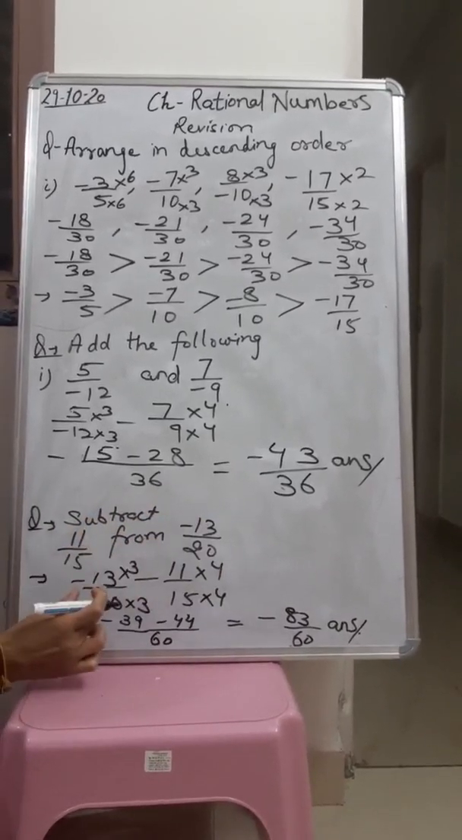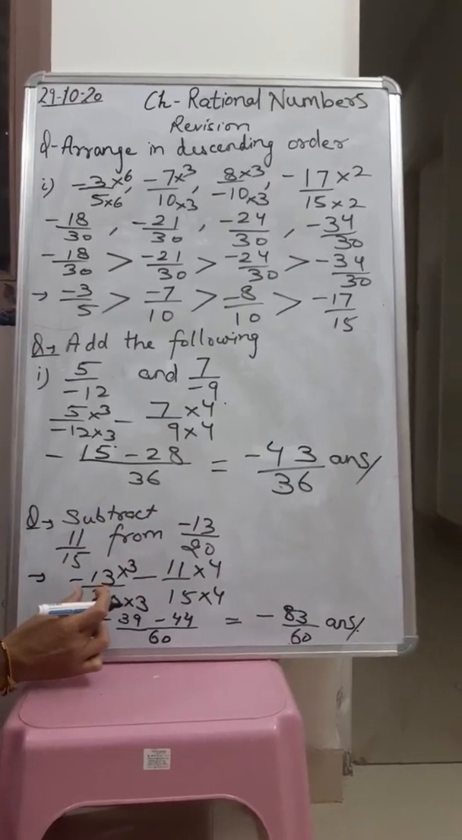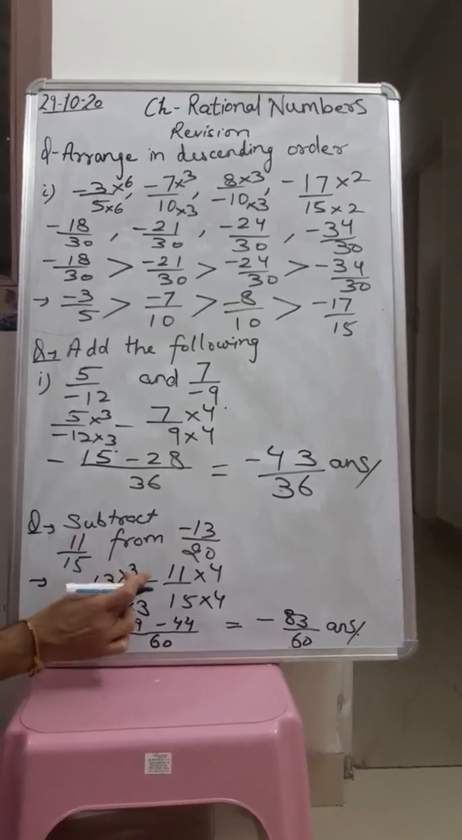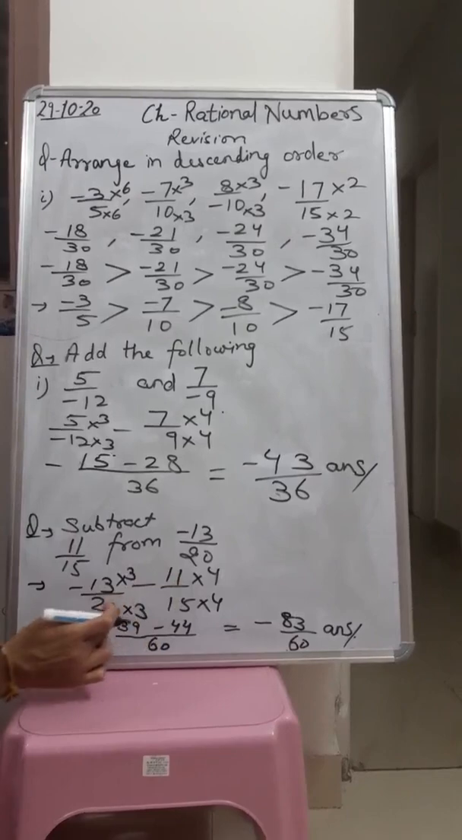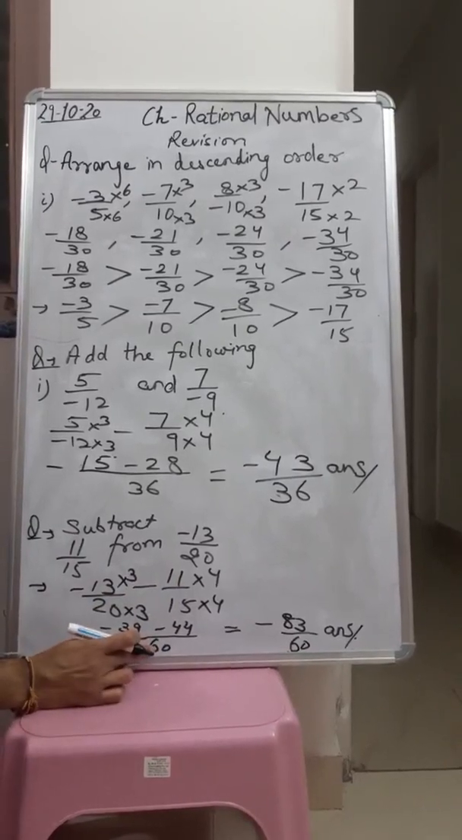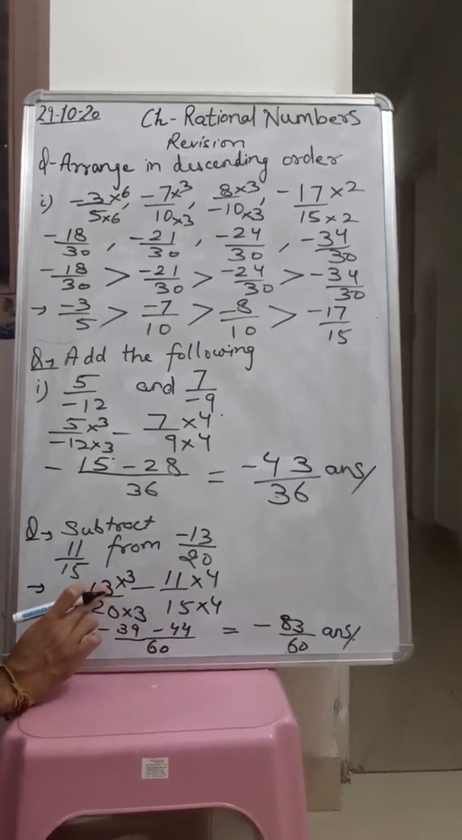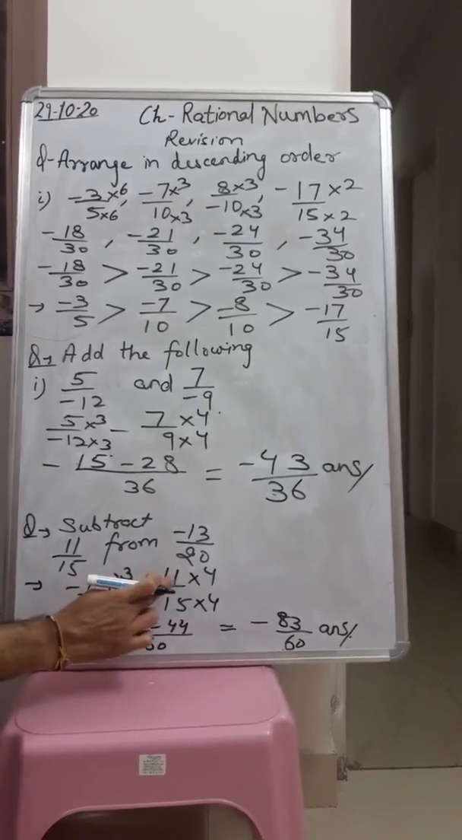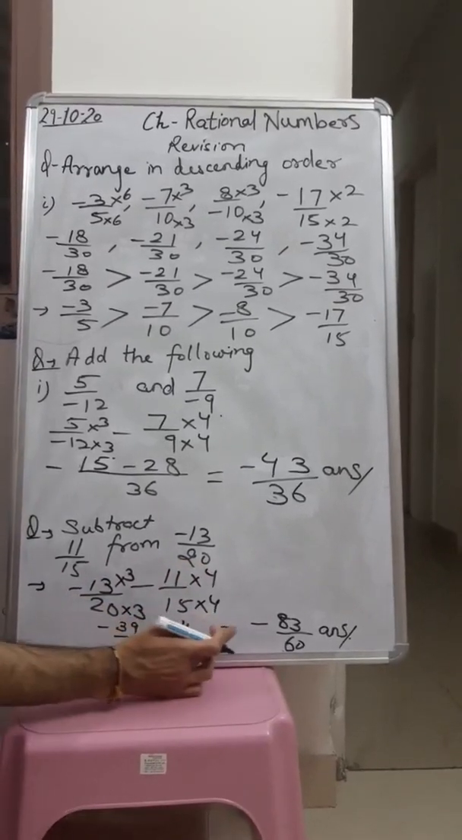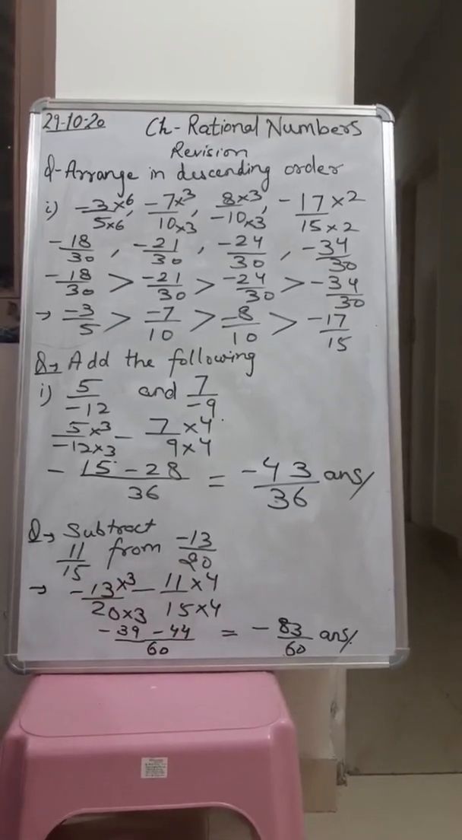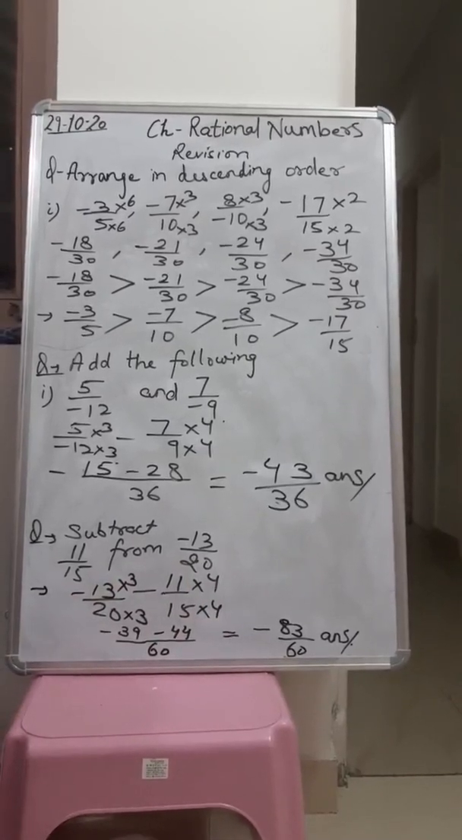The second will come first, and from second we have to subtract the first one, that is minus, this is the subtraction sign, 11 upon 15. First we take the LCM, the LCM will become 60. So we have to multiply, minus 13 into 3 is minus 39, minus 11 into 4 is minus 44, both are negative. So minus minus becomes plus, it gives you minus 83 upon 60, and that is your answer.